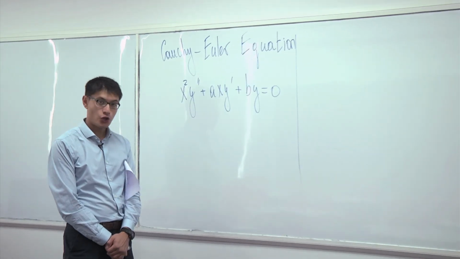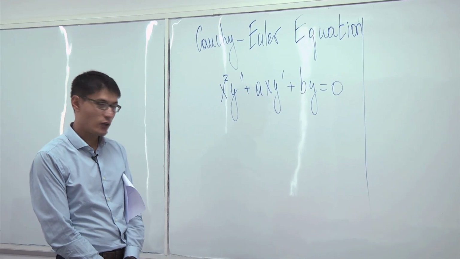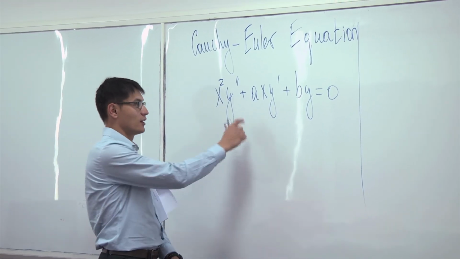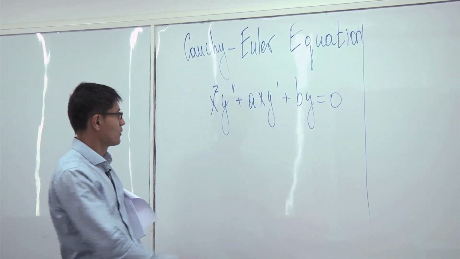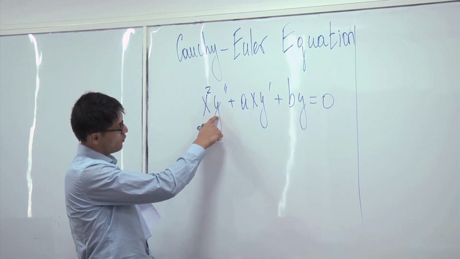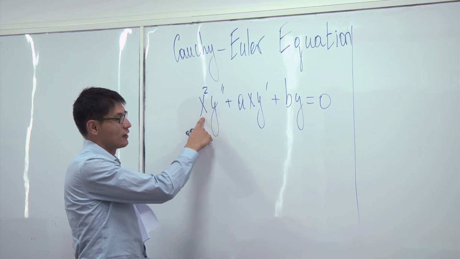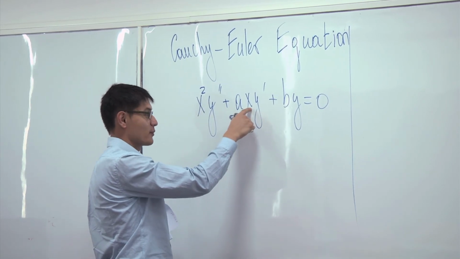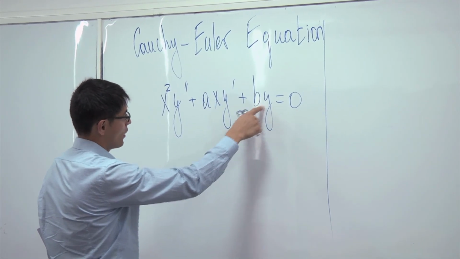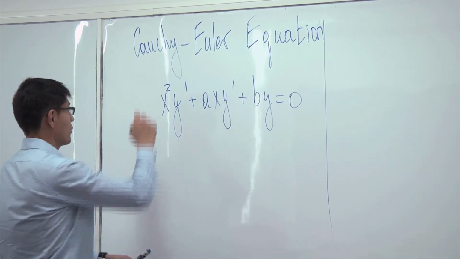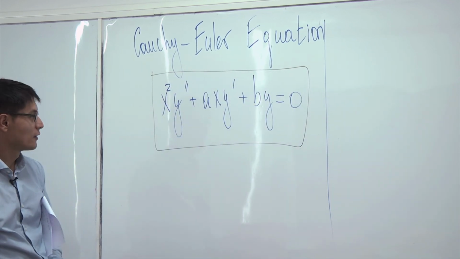Now let's talk about Cauchy-Euler equations. So a Cauchy-Euler equation is any equation that can be written in this form. So what's so special about this form? Notice that if we have y double prime, then there must be an x squared. And if there's y prime, there must be an x next to it. And then the y is just by itself. So any equation that can be written in this form is called a Cauchy-Euler equation.